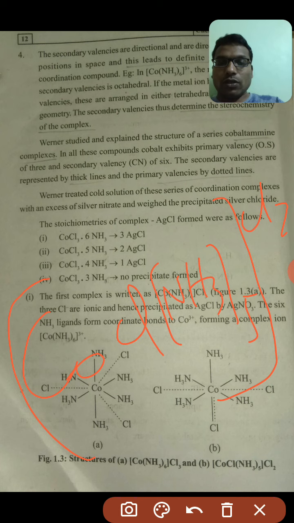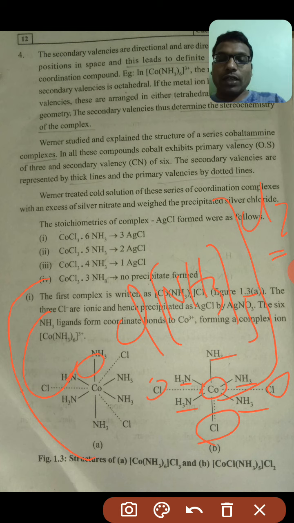In this you can see the cobalt, and the total number of amines is 5: 1, 2, 3, 4, 5. These 5 amines are acting as secondary valency, but the Cl2 which is present outside is acting as primary valency. And the Cl inside the bracket satisfies both primary and secondary valency.